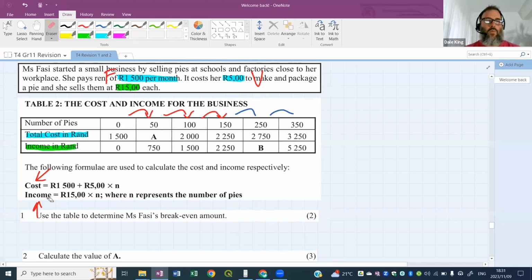Let's look at question number 1. Use the table to determine Mrs. Fussie's break-even amount. They go straight to the point with this first question. Break-even. Who can tell me what break-even is? I need someone to come online and tell me what is this business term, break-even.